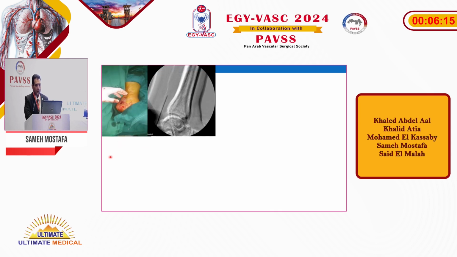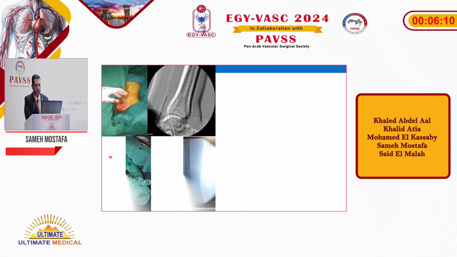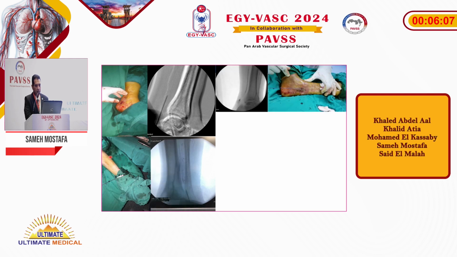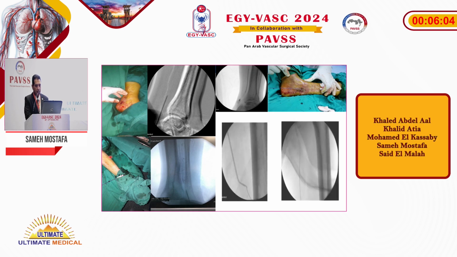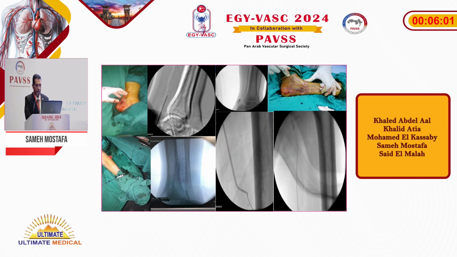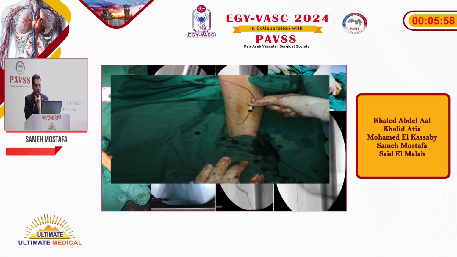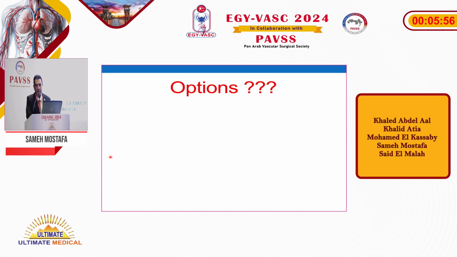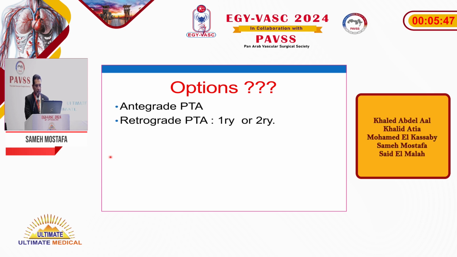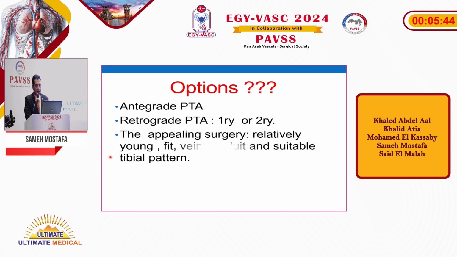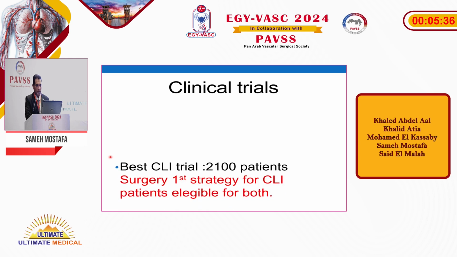Sometimes we cannot go from above, so we cannulate the arteries at the ankle, like the posterior tibial artery or anterior tibial artery, going through a tiny sheath or sheathless. After that, we snare or engage the wire through an angled catheter, cross the lesion, and then we complete the mission from the femoral access. So the options here are either antegrade angioplasty, retrograde angioplasty, either primarily or secondarily, and bypass surgery when we have a relatively young, fit patient with a vein conduit and suitable tibial pattern, as we said before.